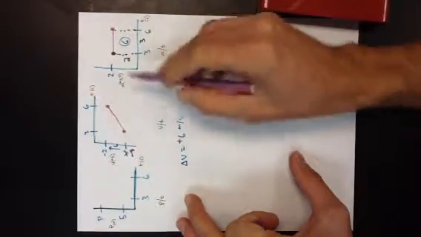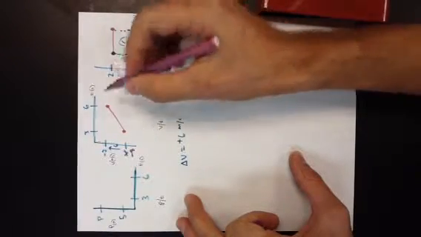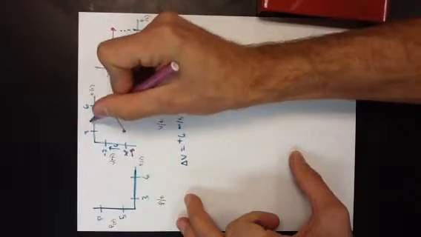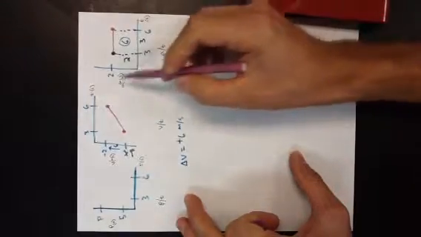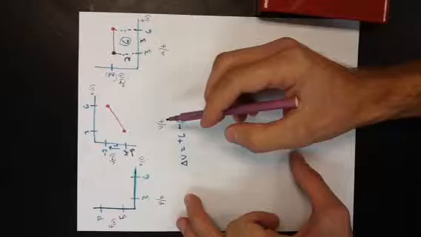I can check my work. The slope of this line is going to be the value of my acceleration. So if I go up 6 over 3, 6 divided by 3 is 2, so my acceleration value is 2.